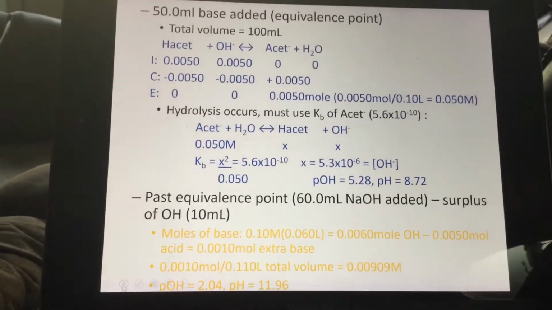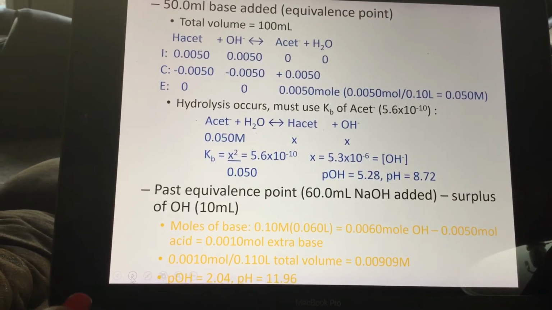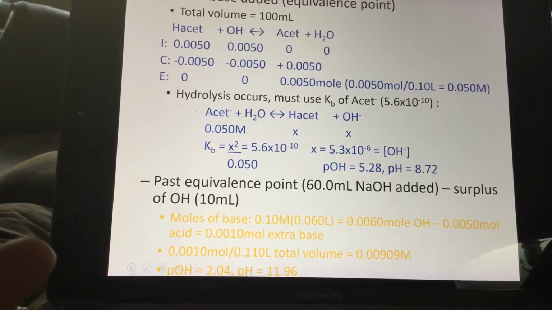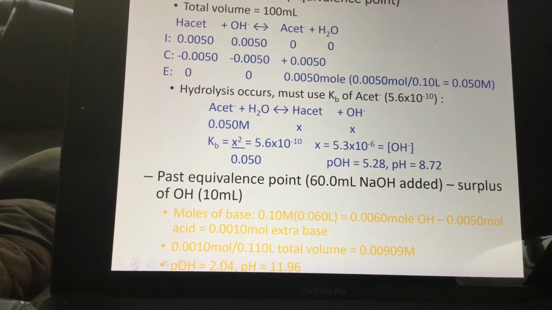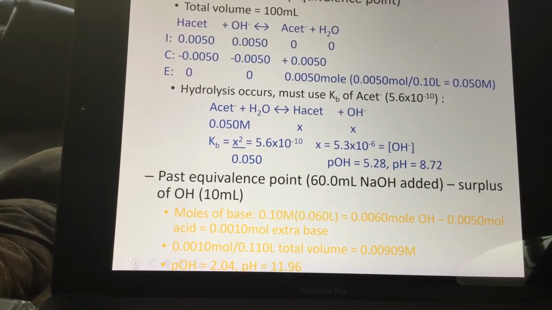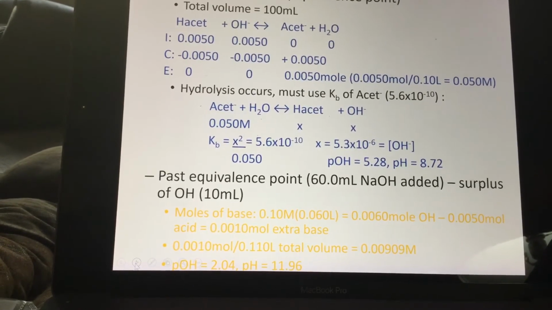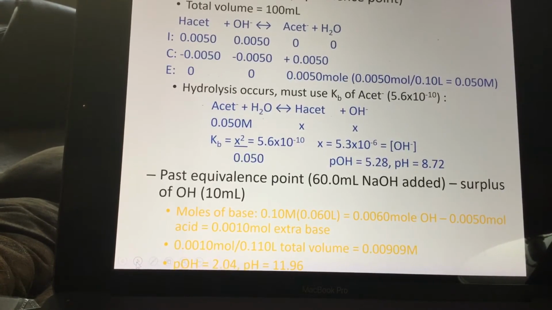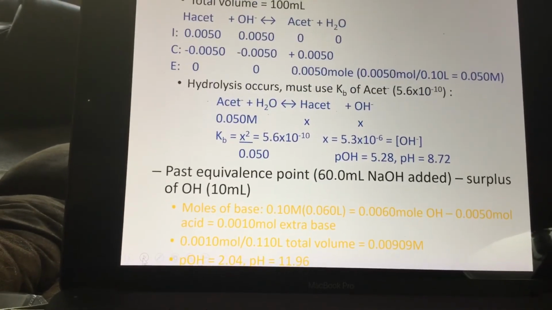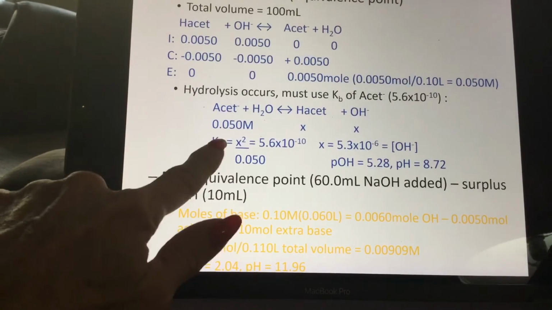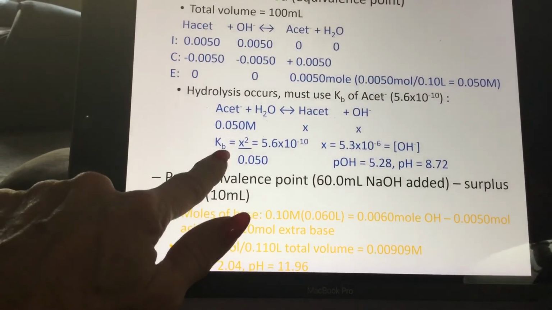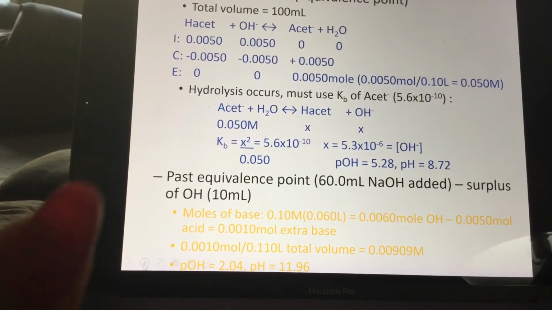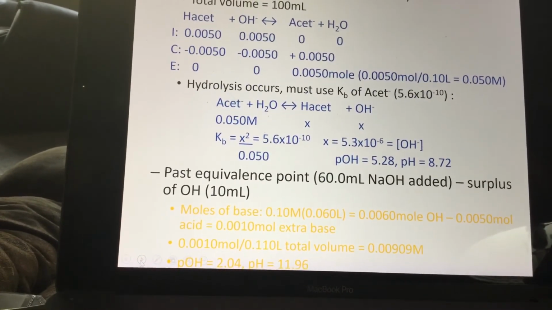Again, if you can think through it in those phases: initially it's all acid, then leading up to the equivalence point, we subtract the base, and all of that base will react with acid, and we can use Henderson-Hasselbalch of the conjugate base divided by the conjugate acid. And then at the equivalence point, we have hydrolysis going on here, so we have to switch over to Kb. And then past the equivalence point is just excess base.